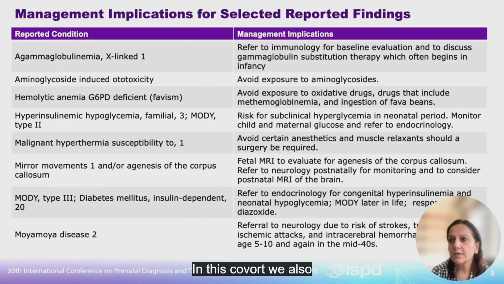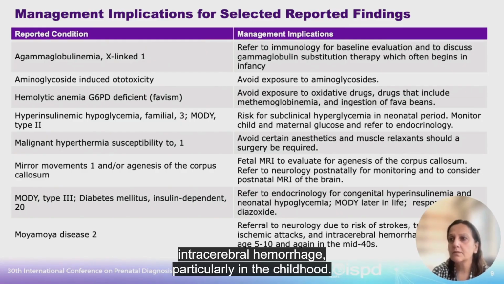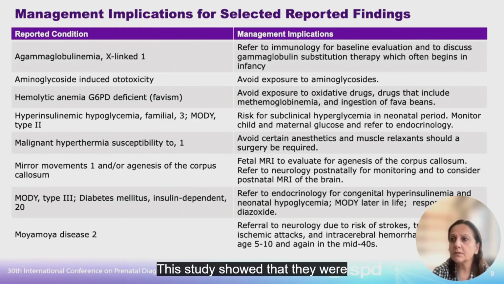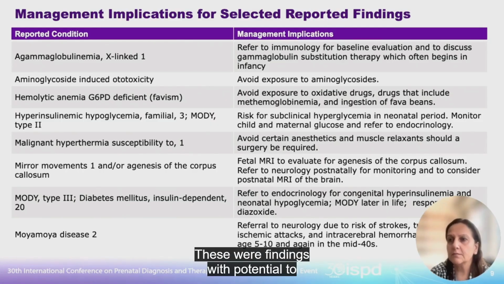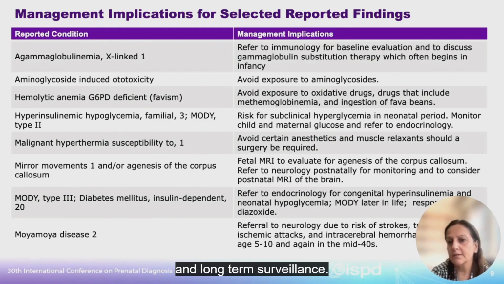In this cohort, we also identified a rare case of Moyamoya disease. So here there is importance of surveillance because of the risk of stroke and intracerebral hemorrhage, particularly in childhood. So this type of result could support early neurology referral and long-term monitoring. So the study showed that these were not just genetic results. These were findings with potential to change prenatal counseling, delivery planning, medication exposure, neonatal evaluation, and long-term surveillance.